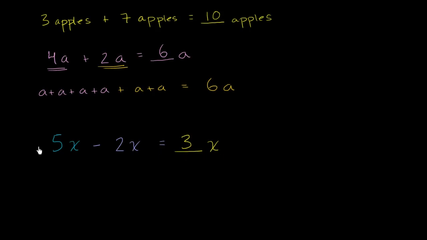And if you really think about what that means, 5 x's are just x plus x plus x plus x plus x. And then we're going to take away 2 of those x's. So take away 1x, take away 2 x's. You are going to be left with 3 x's.